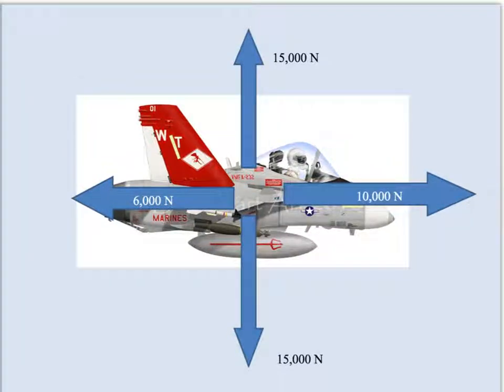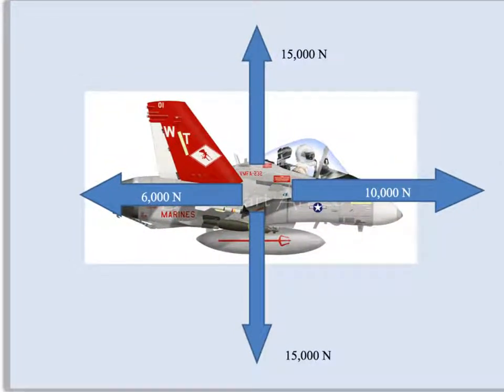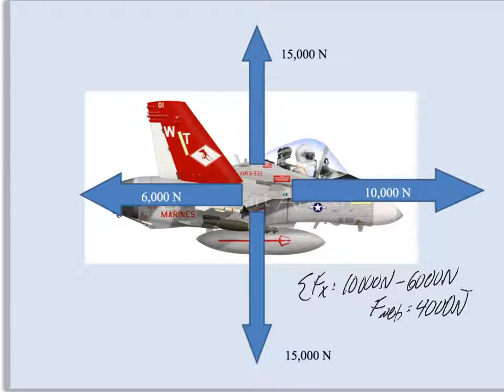So if we were going to sum the forces along the x-axis, we would have 10,000 newtons to the right minus 6,000 newtons to the left. And of course, that's going to give us a net force of 4,000 newtons. The net force would be located along the x-axis and not along the y. Along the y-axis, it's balanced.